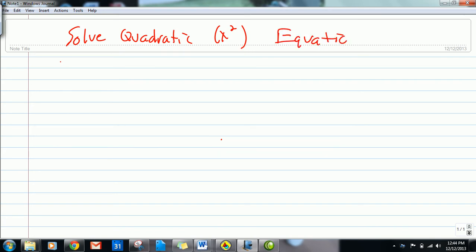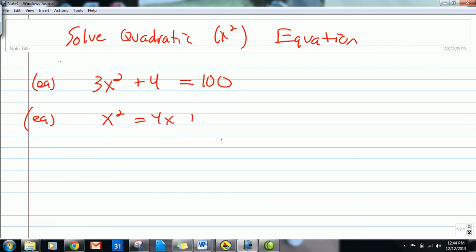So there are a lot of looks for these guys. And so one of the looks I gave you today looks like this. All right, 3x squared plus, we'll make it 4, equals 100, right? And then another look I gave you, one of the other examples, looks like this. How about x squared equals 4x plus 77? And then another look that I gave you was this, x squared plus 3x minus 2 equals 0. So these three examples illustrate three different ways of solving these quadratics.